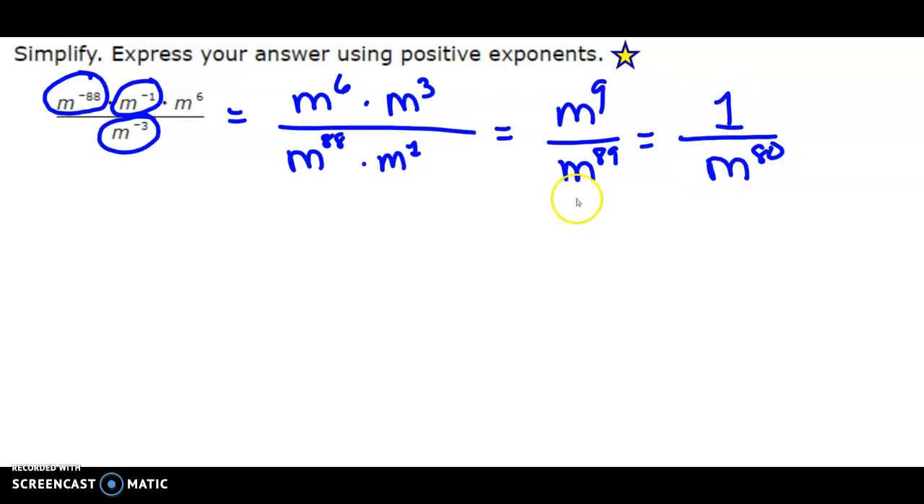If you use subtraction, remember, if you use subtraction, your answer, the exponent, whatever you get, will always be on the top.